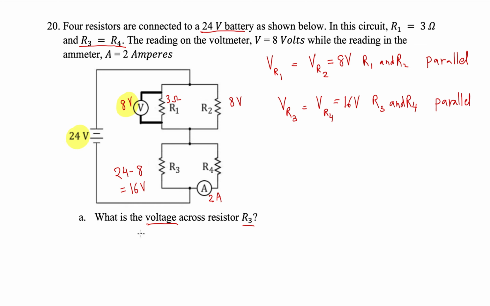Okay, so the first part is asking what is the voltage across R3. Our answer: voltage across R3 will be equal to 16 volts.